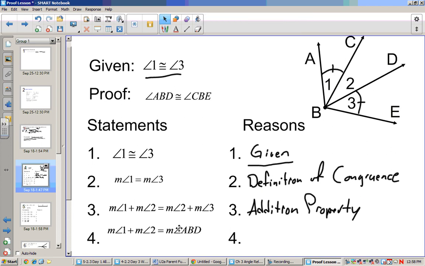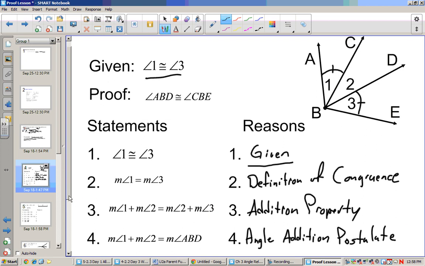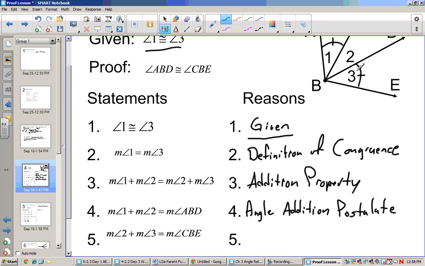Now, measure of angle 1 and angle 2, why do these two angles add up to this big angle? We learned yesterday there was a postulate for adding angles, and it's called the angle addition postulate. And that just says that two smaller angles will equal the bigger angle if they're sharing a side. And now if we have those two angles adding up to being the bigger one, also angle 2 and angle 3 will be CBE by the angle addition postulate.